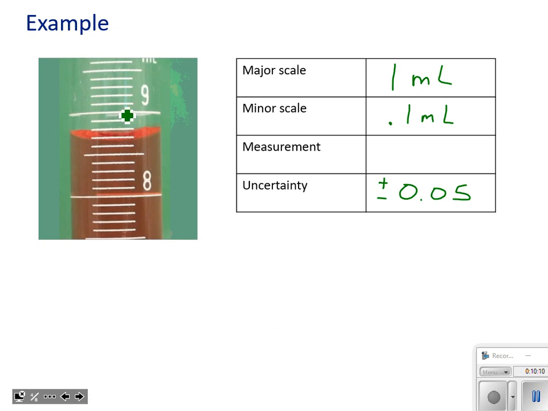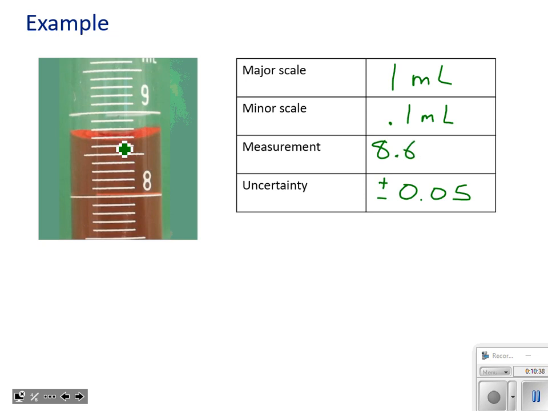And the final thing is I have to come through and make my measurement. So as I look right here, that meniscus, and remember I'm reading the bottom of the meniscus here. And I say, okay, I know I have 8. I have 8.5. I have 8.6. But I do not have 8.7. So I have 8.6.